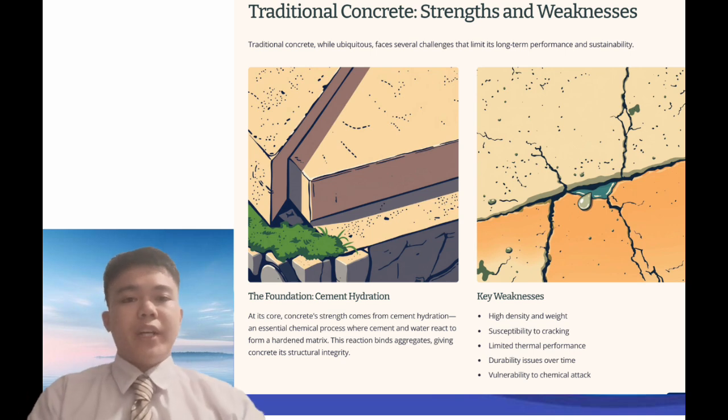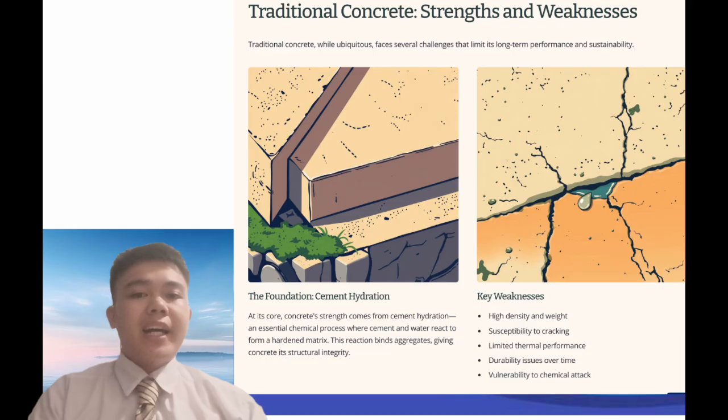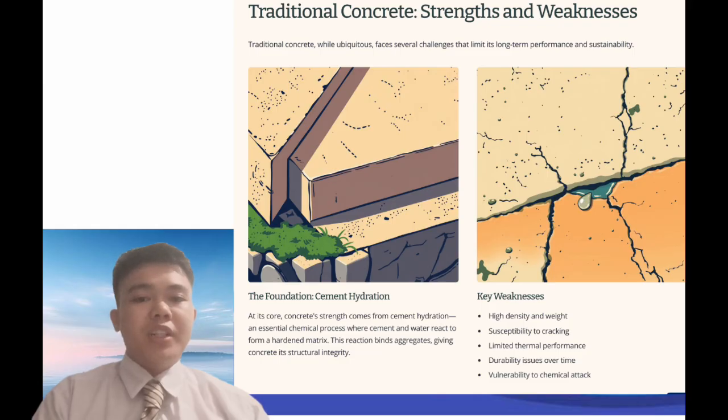The lightweight concrete improved with fibers, bacteria, and nanomaterials for enhanced thermal, strength, and durability properties. Traditional concrete is widely used but suffers from key weaknesses like high density, susceptibility to cracking, limited thermal performance, and long-term durability issues. This new type of concrete is not just lighter, it is stronger, more thermally efficient, more durable, and even capable of healing itself. And at the core of all this improvement is chemistry.